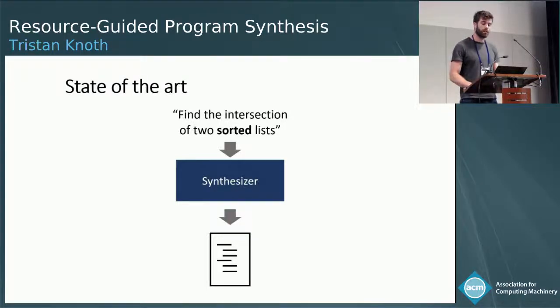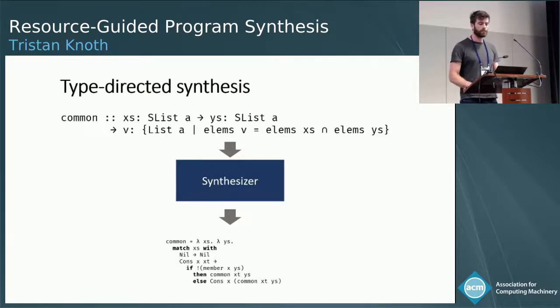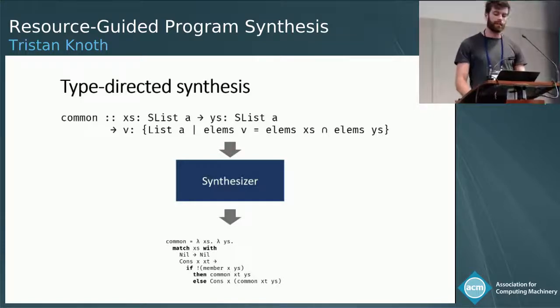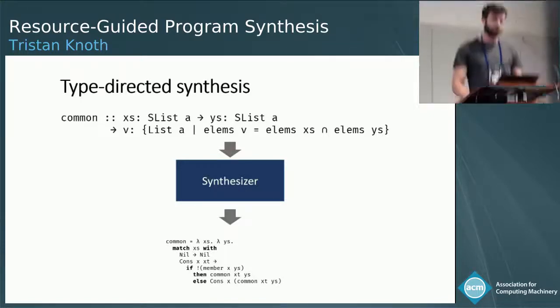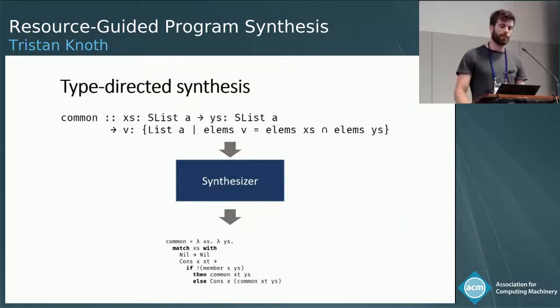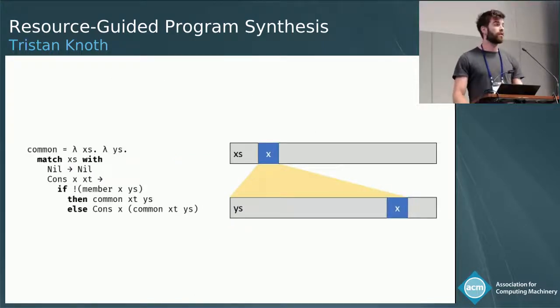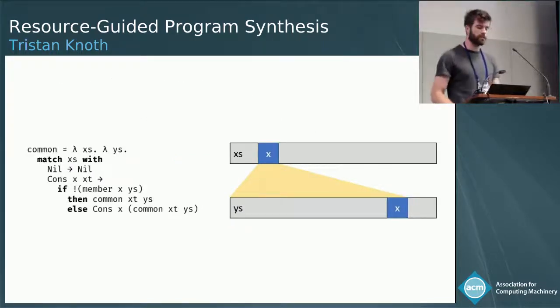specification. For example, let's imagine synthesizing a function that returns the intersection of two sorted lists. Type-directed synthesis lets us specify functions like these with rich type signatures. And then there are synthesizers that can generate a recursive implementation from this type, like the code shown here. But let's take a closer look at the actual code we got from the synthesizer. Common does what we asked it to do. It'll return the intersection of two lists.